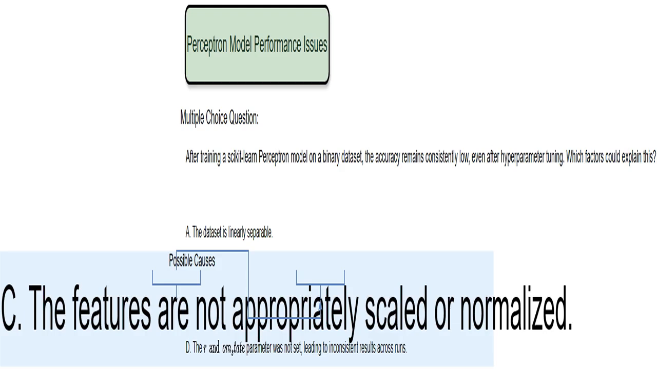Think of it like this: if some features are measured in centimeters, and others in kilometers, the Perceptron might get confused. The model needs features on a similar scale for proper learning. It's like trying to compare apples and oranges. Proper scaling is crucial for preventing slow convergence and suboptimal solutions, leading to improved accuracy.